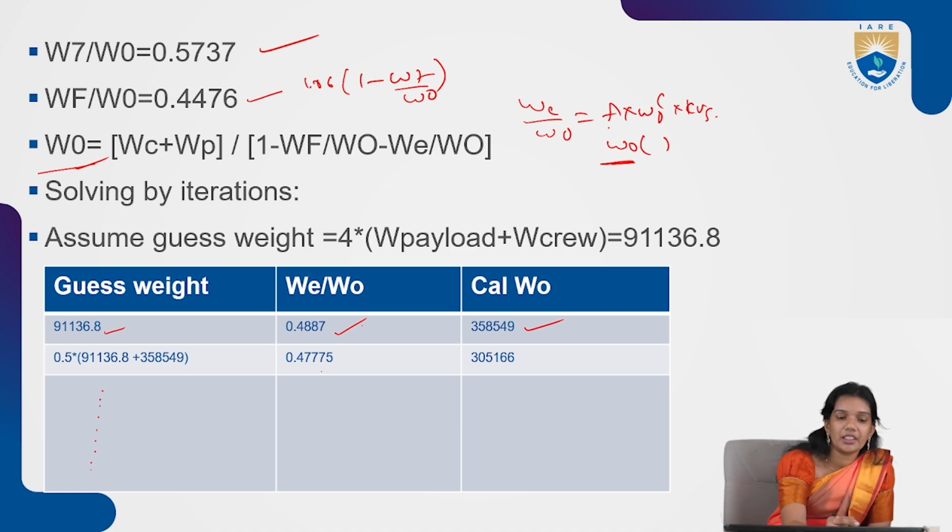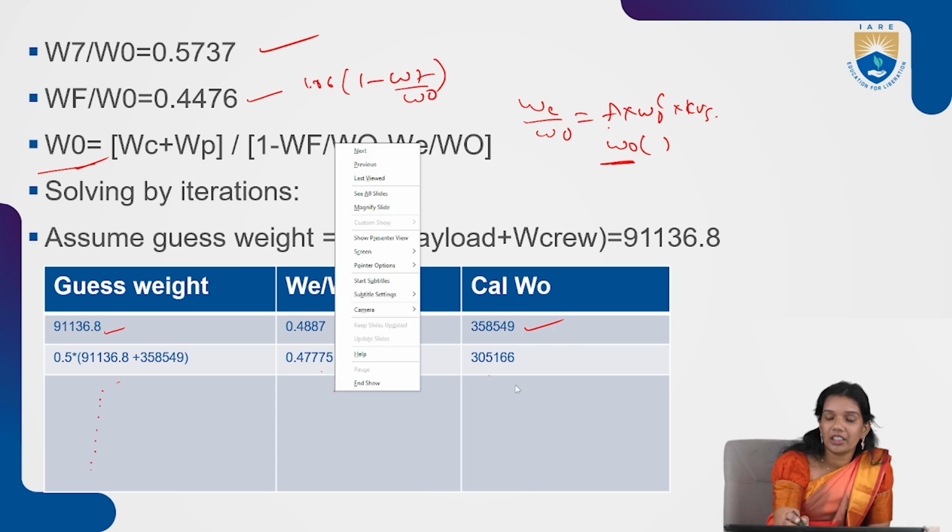So now what is the second shown here? The first guess weight plus your calculated weight, into 0.5 or by 2, right? So by 2 should give me your guess weight. That is what I am going to guess for a second time. You guess for the second time and you get your WE by W naught, and then you're going to get a calculated weight, and again it is going to be your now this number, right? So this value, which is your 30516, plus this value by 2. Then again you get a WE by W naught, you're going to calculate W naught.